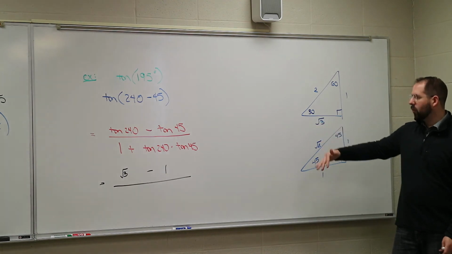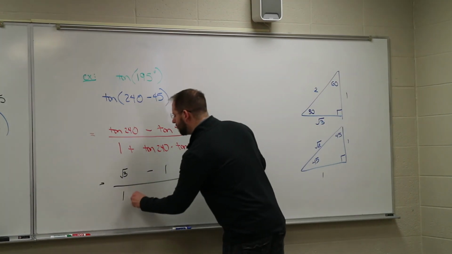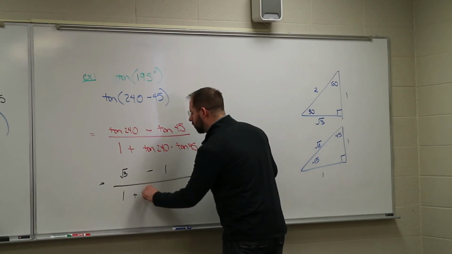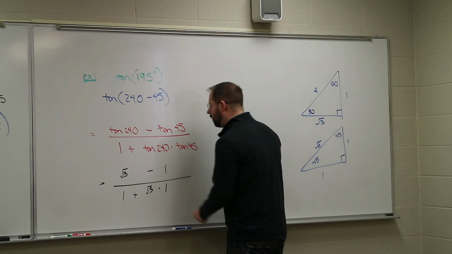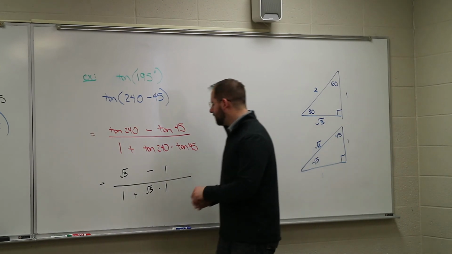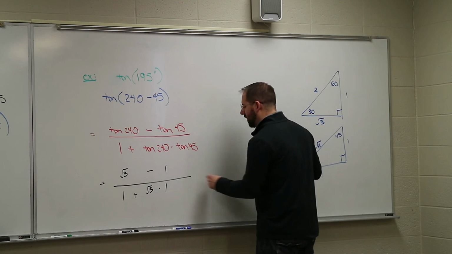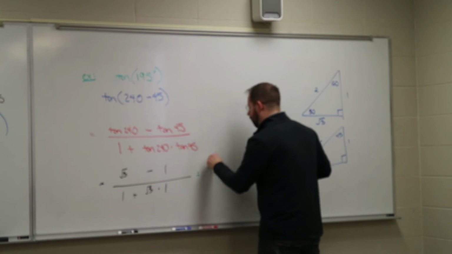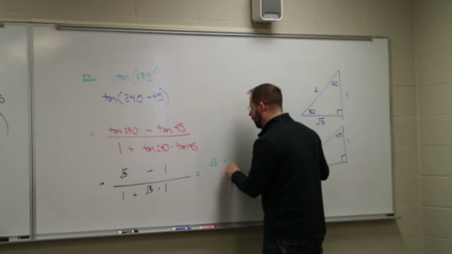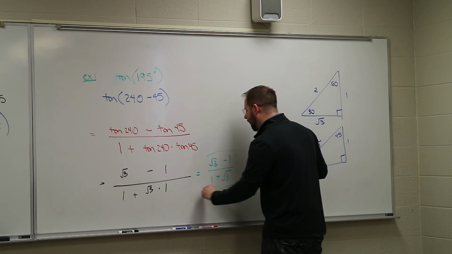Tangent of 45 is 1 over 1, so I just leave the ones off the bottoms. Then on the bottom, I have 1 plus tangent of 240, which I already did. That's root 3. Tangent of 45 is 1. And my final answer, which if I were to multiply these together, this is what I want you to leave your answer as: root 3 minus 1 over 1 plus root 3. This is what I want you to leave it as.